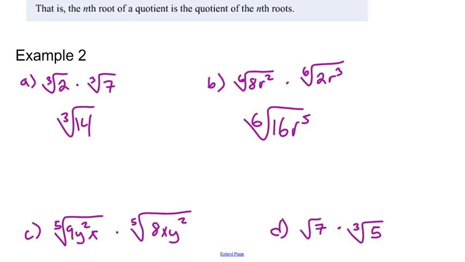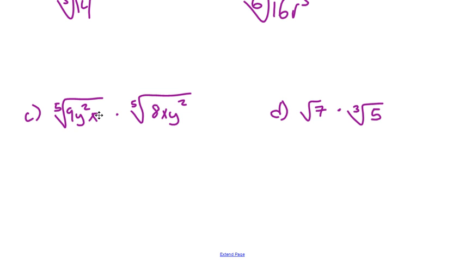All right, look at letters C and D now. They both have an index of 5. So we have the 5th root of, and we just multiply 9 and 8, which gives us 72. And y squared times y squared, remember that's going to be y to the power of 4. We're just doing our rules of exponents, and x times x is going to be x squared, and that will be that right there.